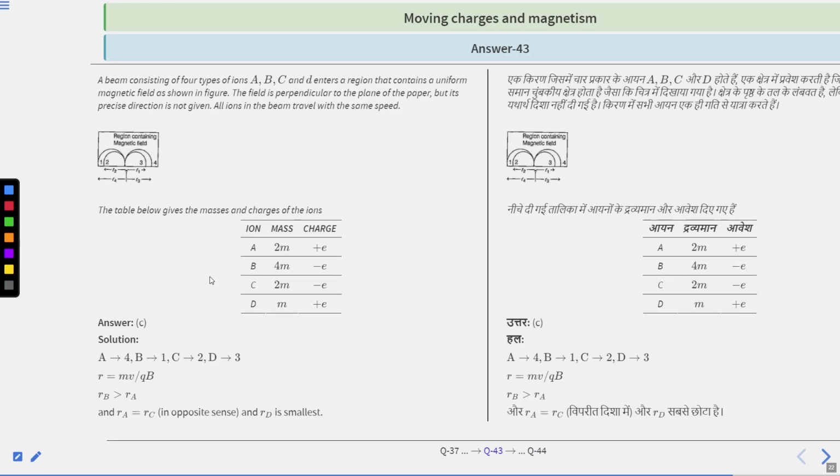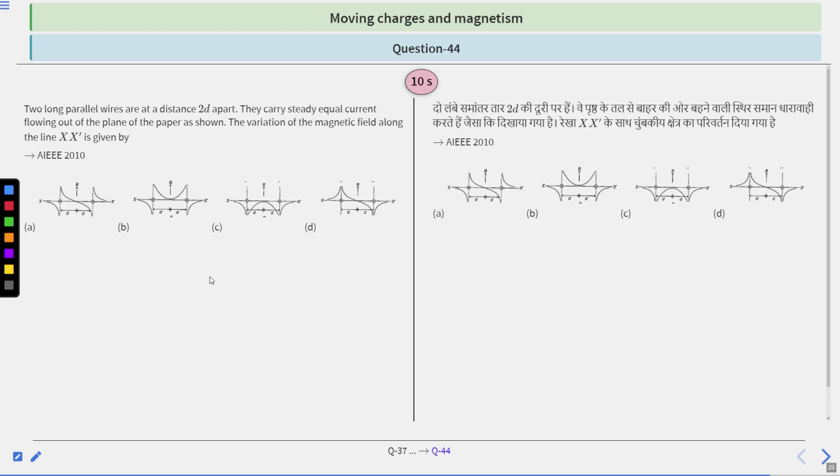Next question. Question 44. Two long parallel wires are at a distance 2d apart. They carry steady equal currents flowing out of the plane of the paper as shown. The variation of the magnetic field along the line x x prime is given by which option? Option A, option B, option C or option D. You have 10 seconds to solve this question. After 10 seconds, we will provide the solution.